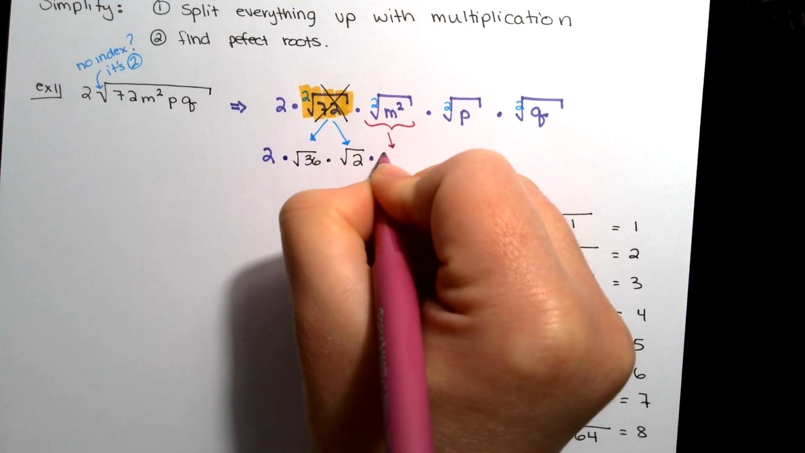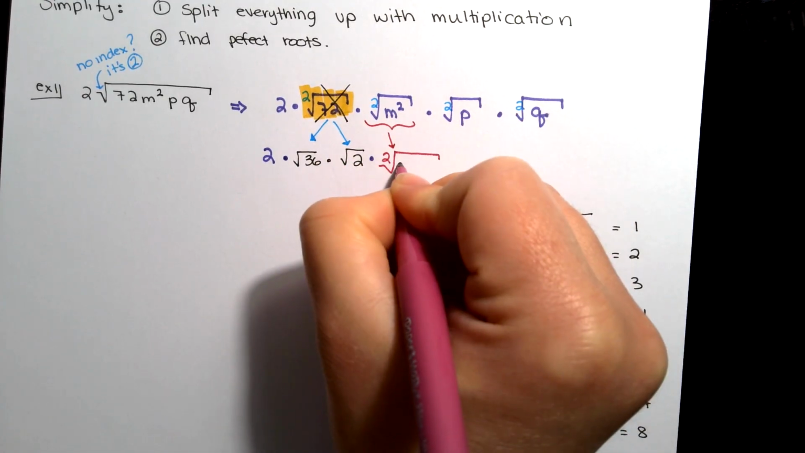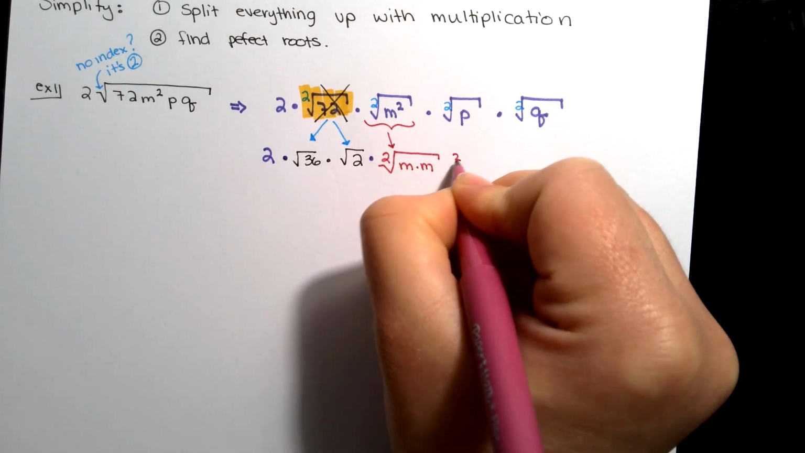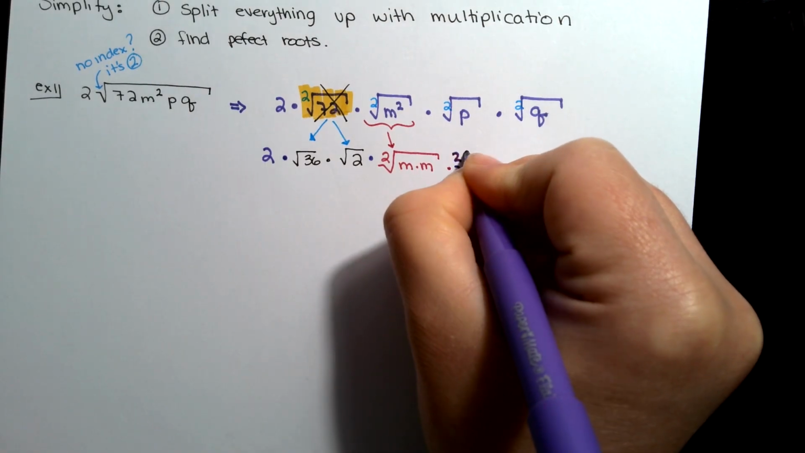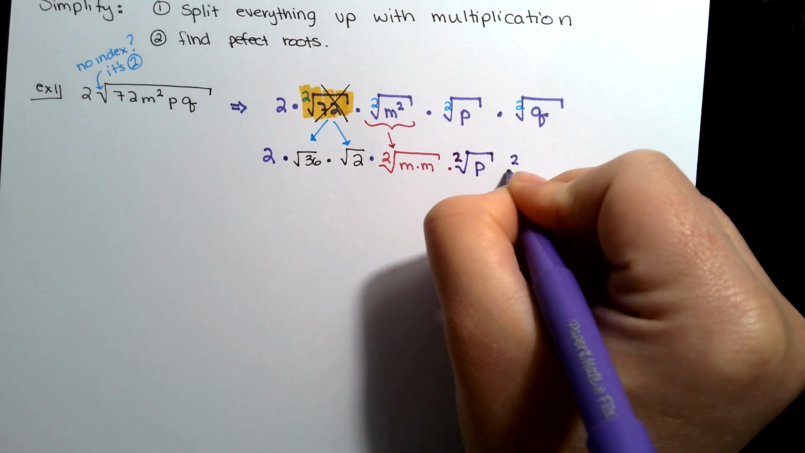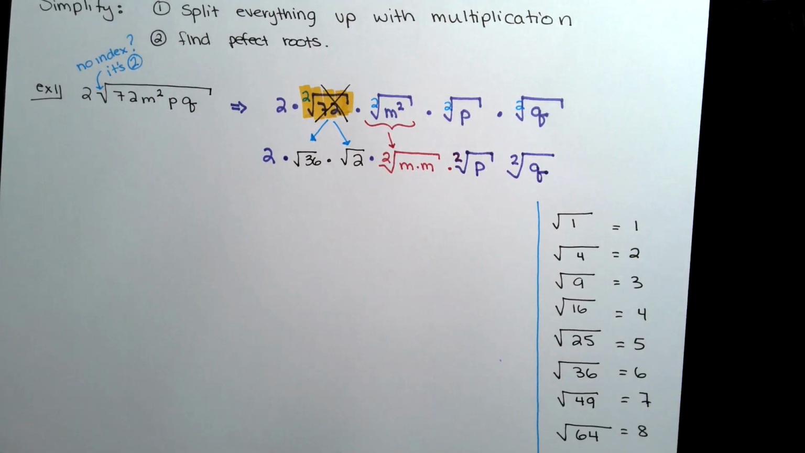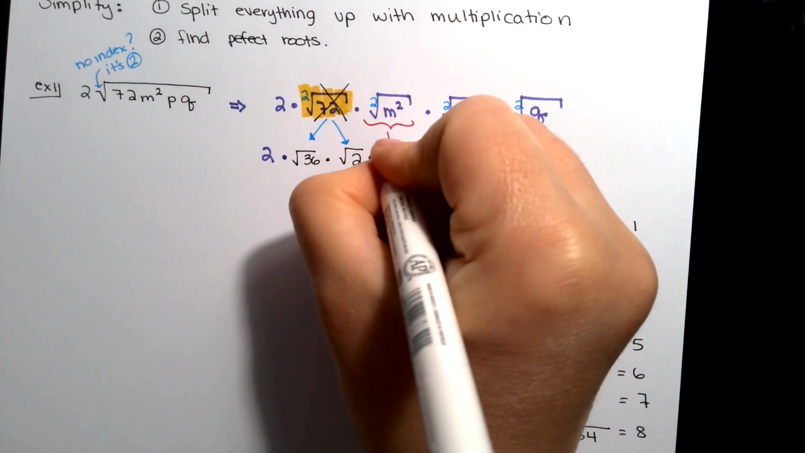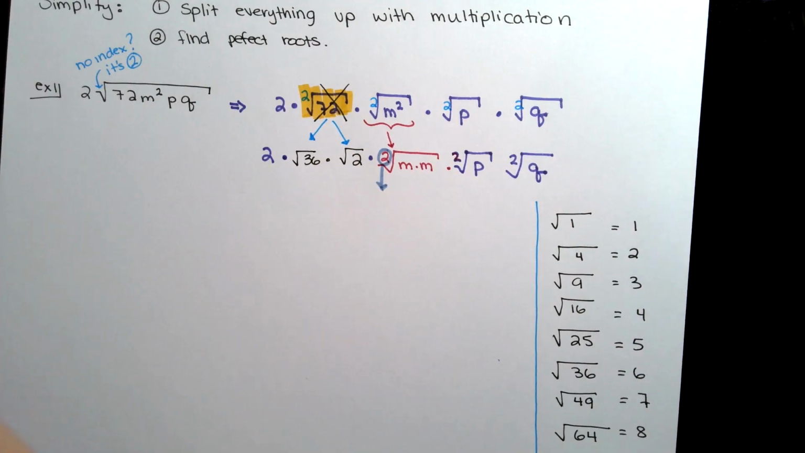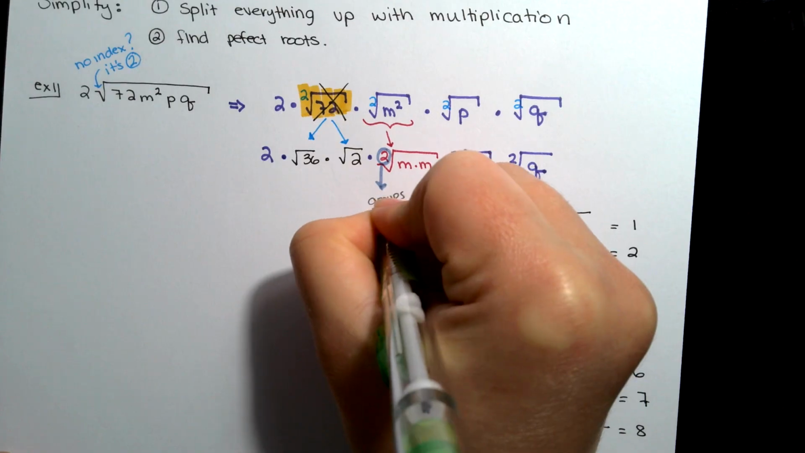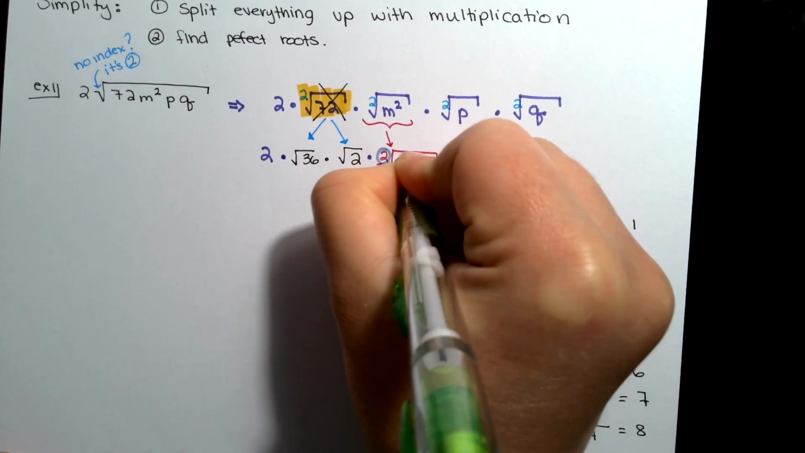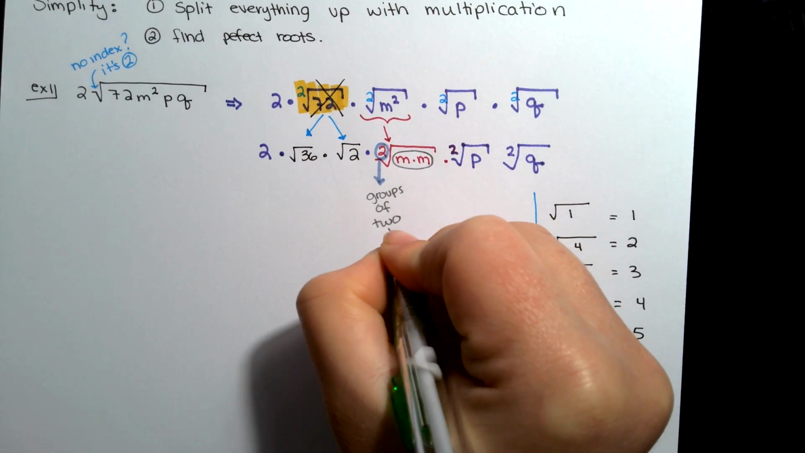Now, when you break this apart, I'm going to ask you to write out your variables that many times. So if I have an m squared, I'm going to write it m times m. This is just 1p. This is just q. To simplify your variables, you are going to look at your index. So I have an index of 2, and this is how you're going to be grouping your variables. And your question is, how many?